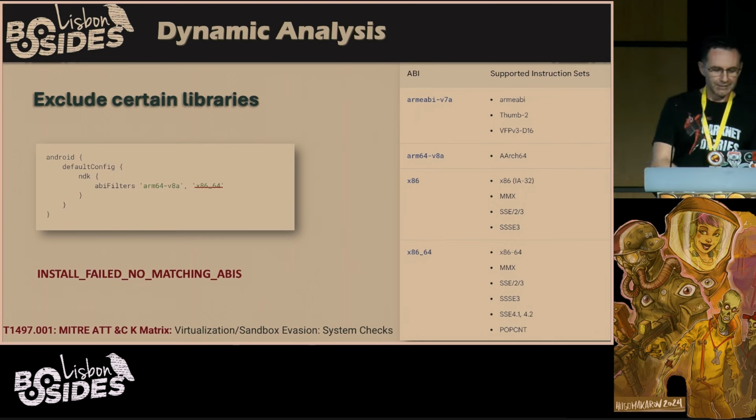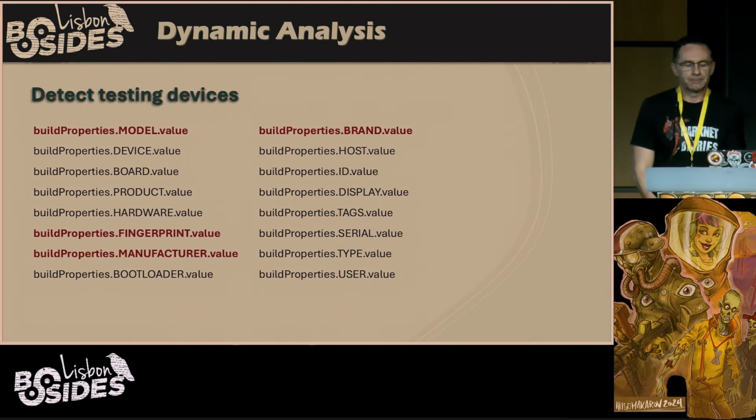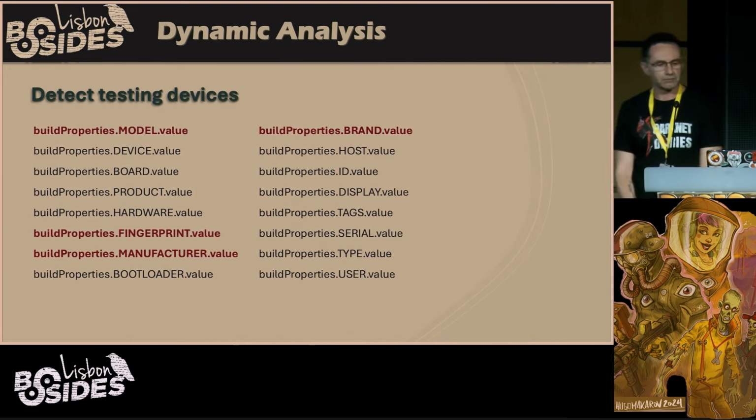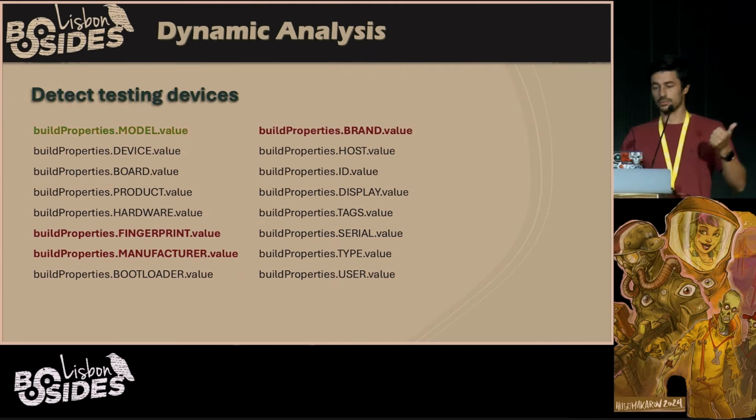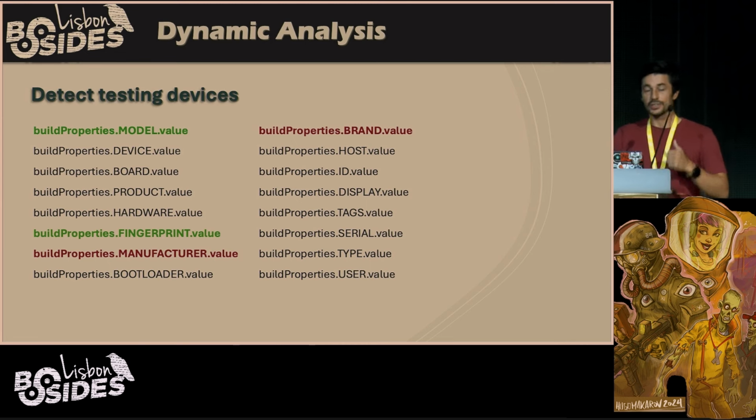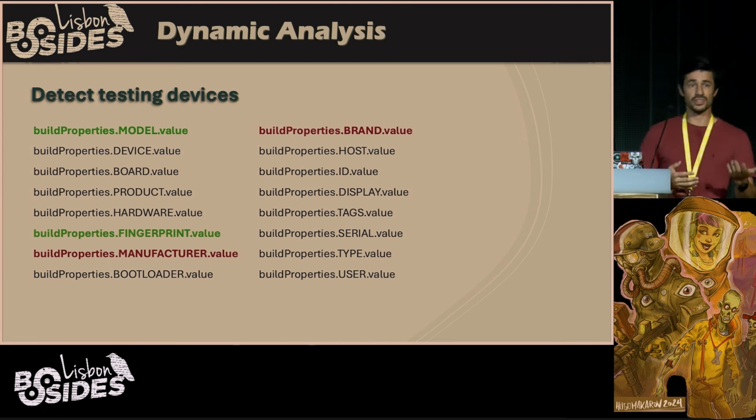And the next one comes, or should come, as no surprise for anyone here, which is detecting the testing devices. They collect some of the things you see on the screen and evaluate them either locally or send them to a command and control server. So let's see what they most want to collect. The model, which is self-explanatory. The fingerprint, where they check if the device is signed with debug keys.